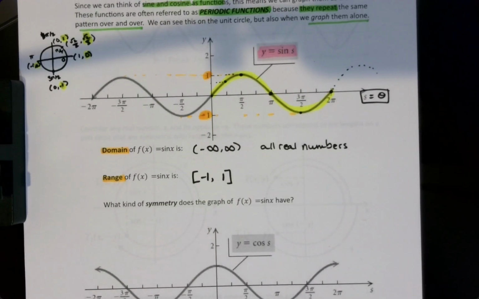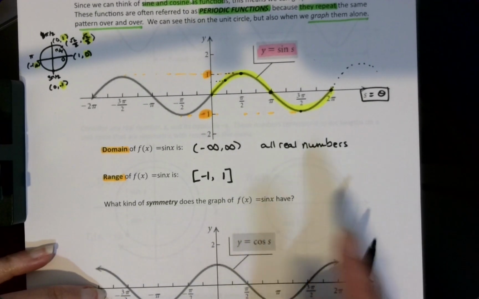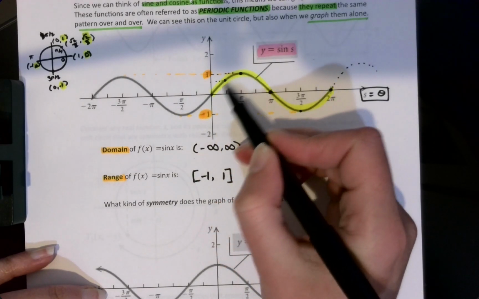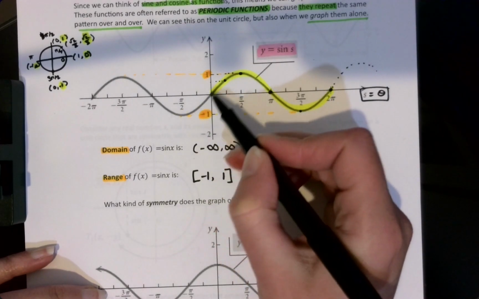What kind of symmetry does the graph of sine of x have? So remember our symmetry discussion from earlier in the semester. This is symmetry across the origin.